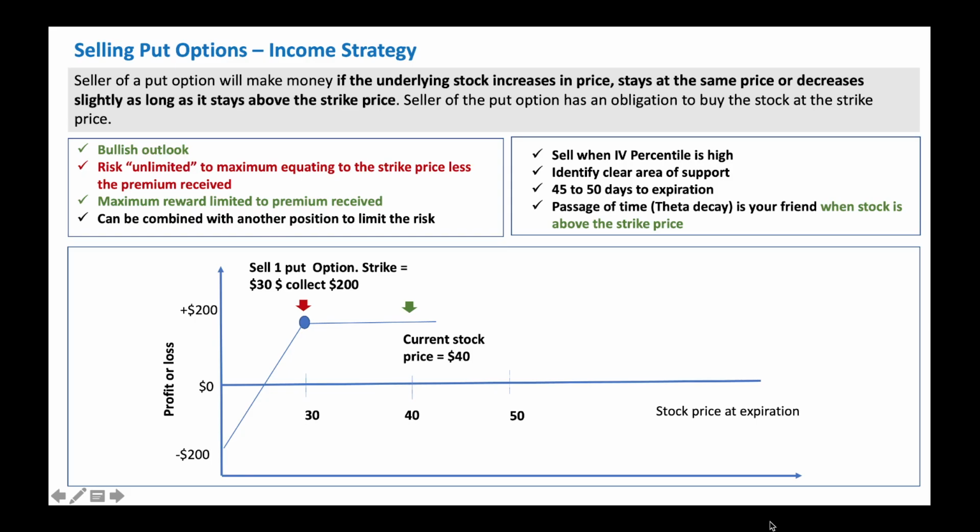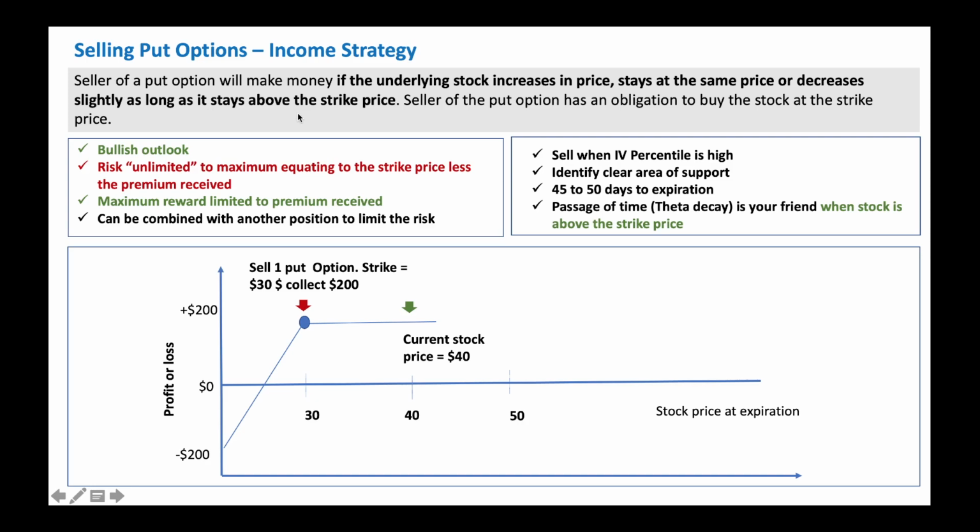Today I want to talk about selling put options. It's an income strategy. A lot of folks I know sell put options and generate a monthly income month after month. So the seller of the put option will make money if the underlying stock increases in price, stays the same, or decreases slightly, as long as it stays above the strike price.